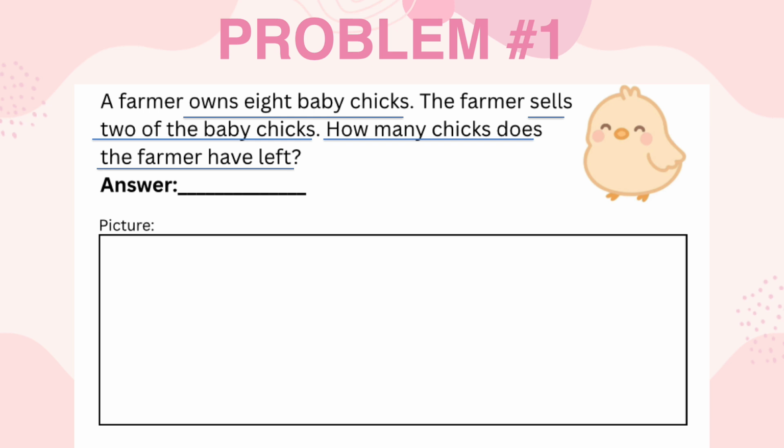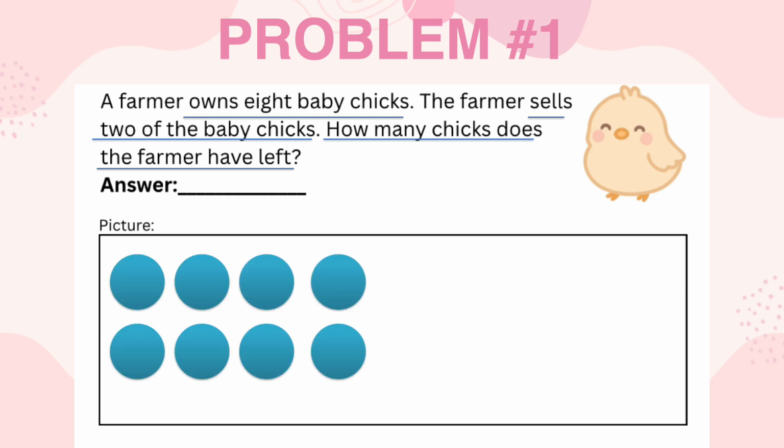So to solve this problem, I'm going to use visuals. I'm going to use a drawing to help me because I am a visual learner and it makes the problem easier to solve. It says that the owner starts off with 8 baby chicks because that's how many he owns. So I'm going to draw 8 baby chicks. So I have 1, 2, 3, 4, 5, 6, 7, 8.